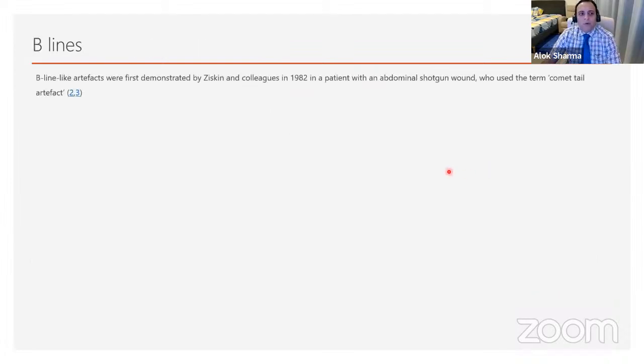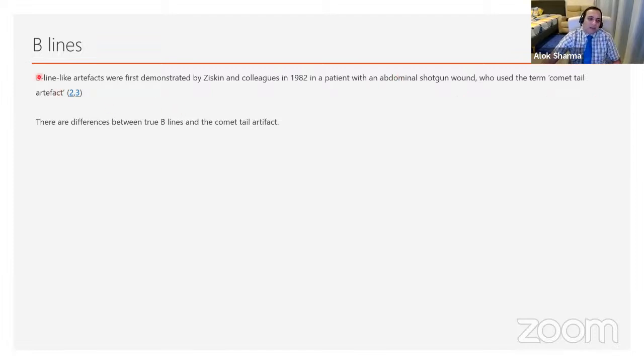Okay. What about B lines? So B lines were described by a very esteemed colleague, Dr. Ziskin, and his colleagues in 1982. And there has been a lot of controversy about whether we should regard B-lines and comet tail artifacts as the same thing. If you look at the initial literature about a decade back, there was quite a bit of overlap, and a lot of the authors who described B-lines described comet tail artifacts synonymously. They also describe comet tail artifacts as rockets.